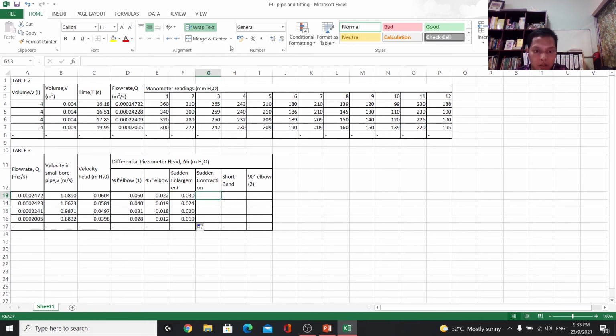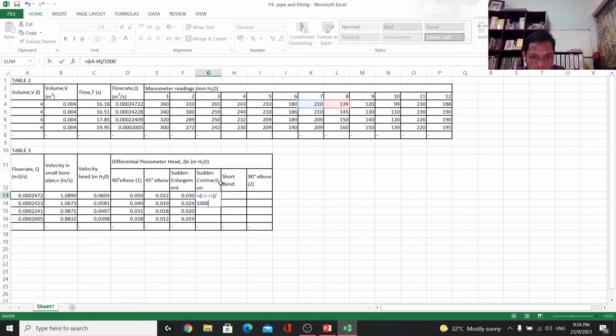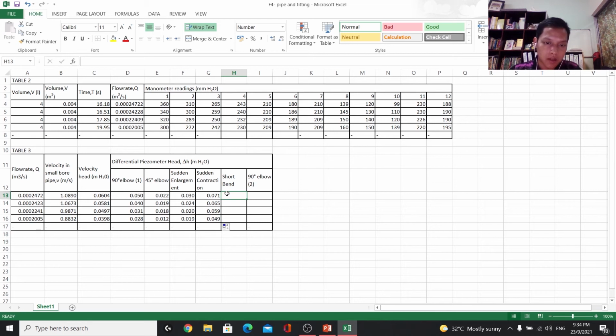The sudden contraction is K and L. So K4 minus L4, we close up and divide by 1000. So we enter it. This graph will take time, because we just have to do it, so it really took time here. And another one is M and N.